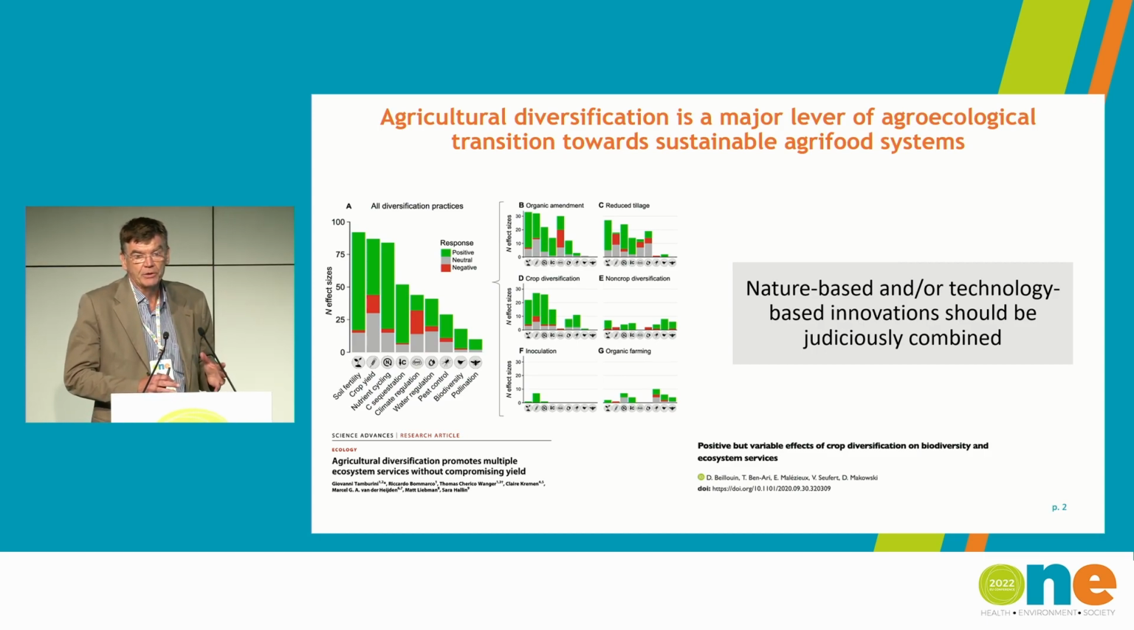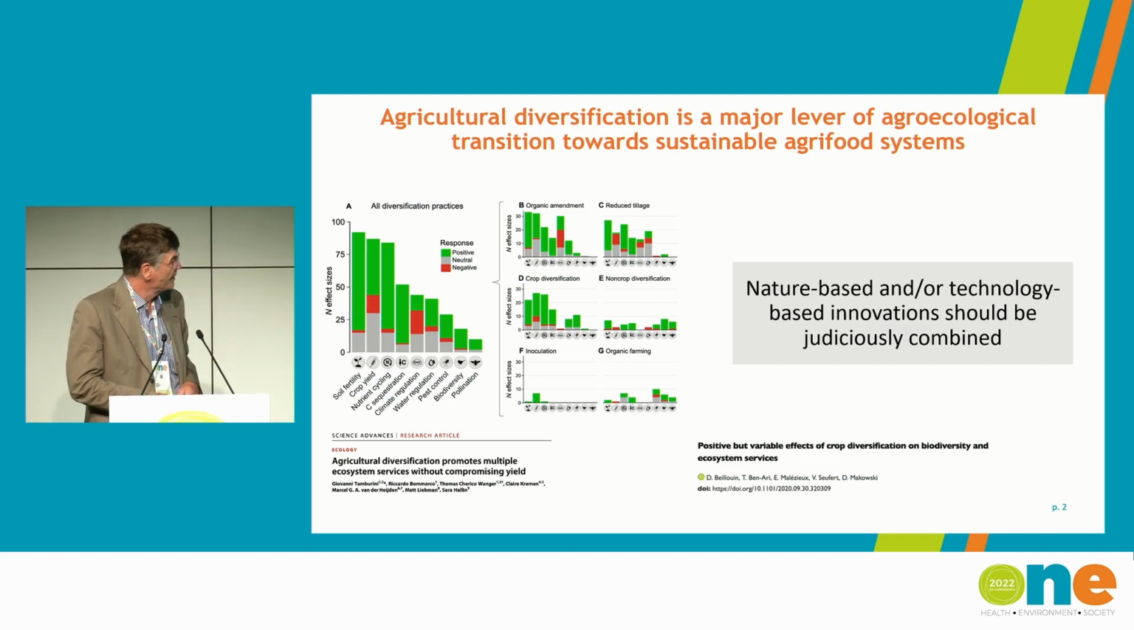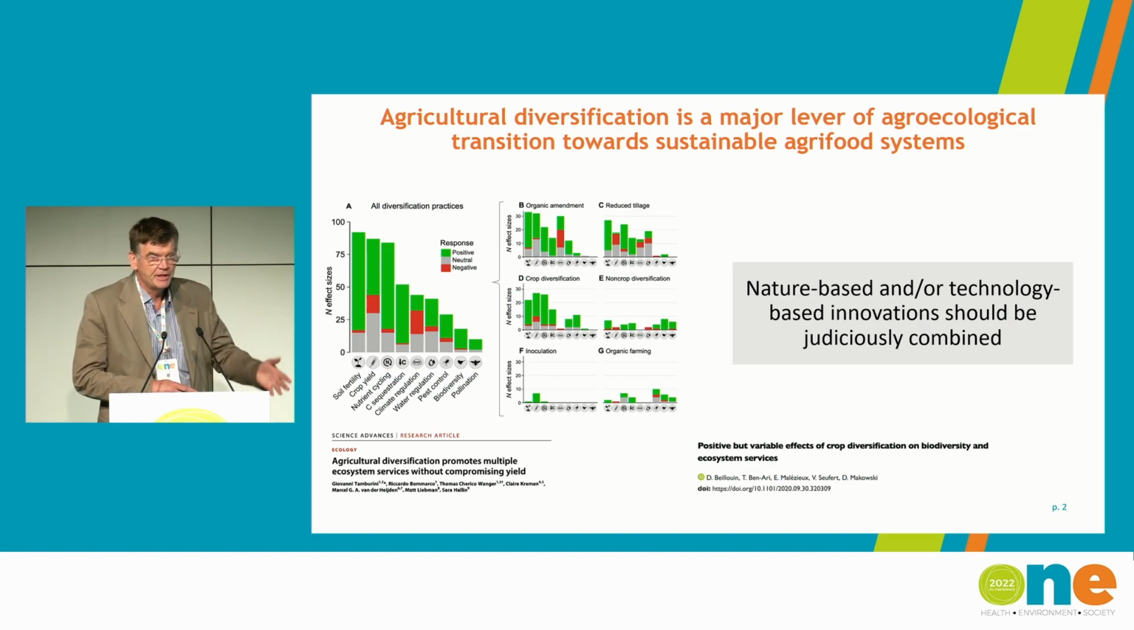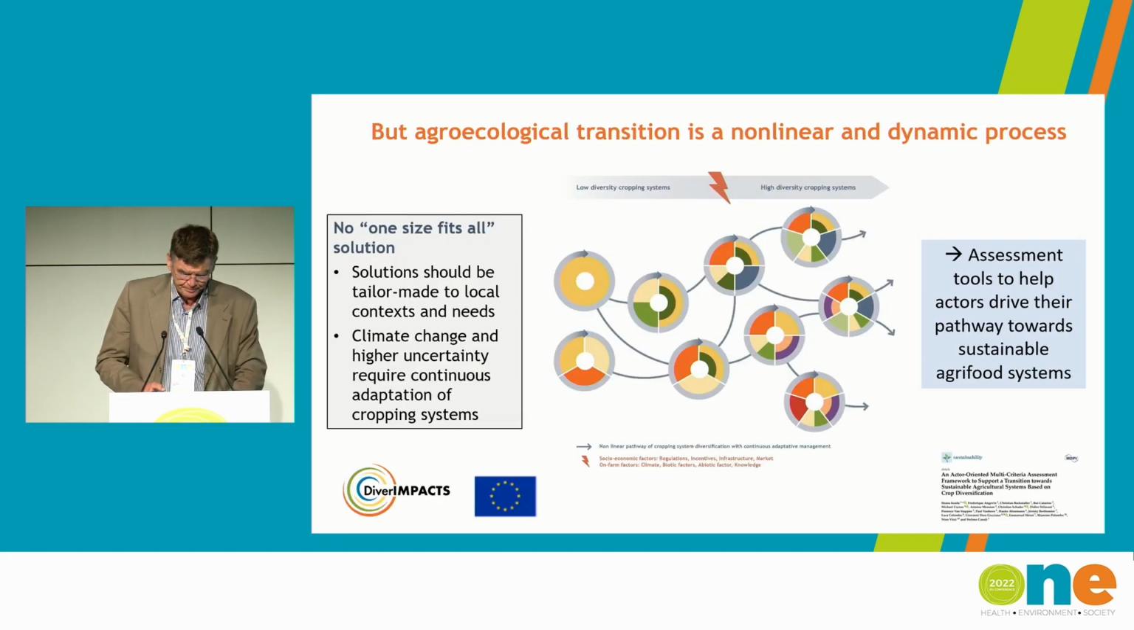nature-based or technology-based innovations. And for example, yesterday, Jessica Fanzo mentioned the need to move towards more diversified systems. And you see in this meta-analysis that this agricultural diversification at large and crop diversification, meaning crop diversity, more crop, more legumes, intercropping, genetic diversity, could contribute to several ecosystem services. But the point is that it's quite complex.